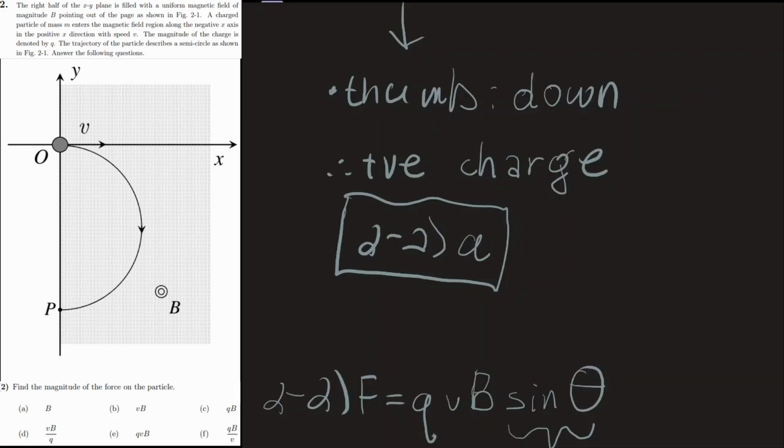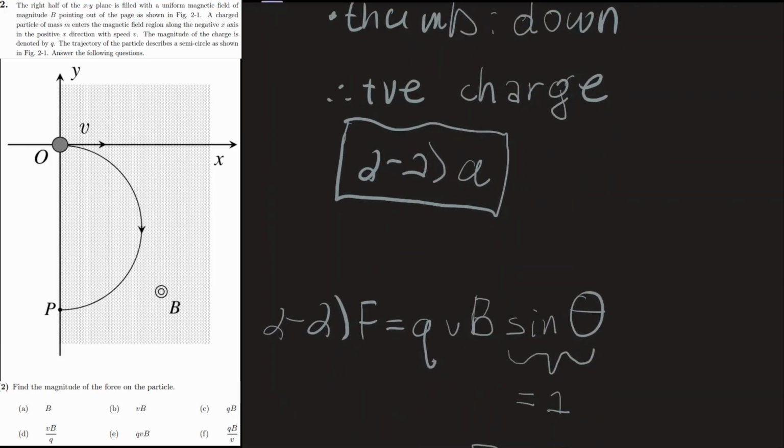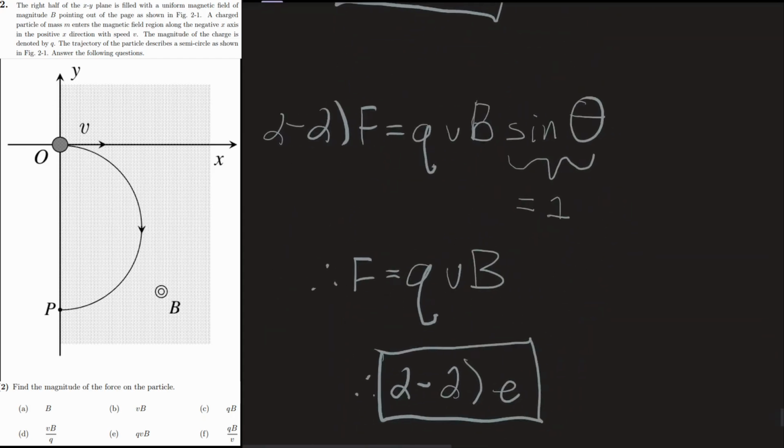while theta is the angle between the direction of the velocity of the particle and the direction of the magnetic field. And as shown in part 1, they are at right angles to each other, meaning the angle is 90 degrees. And hopefully you know that sine of 90 degrees just equals 1. So the force is just equal to QVB, which matches option E.